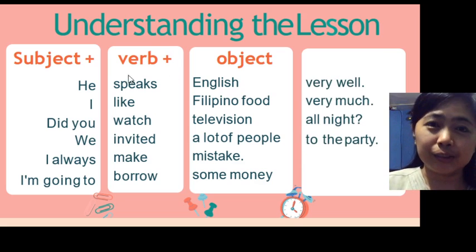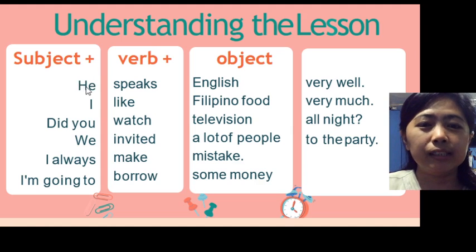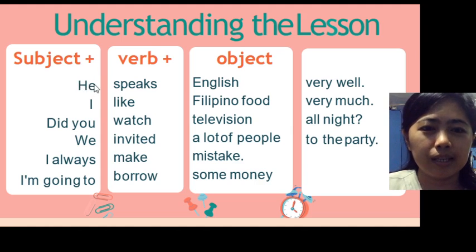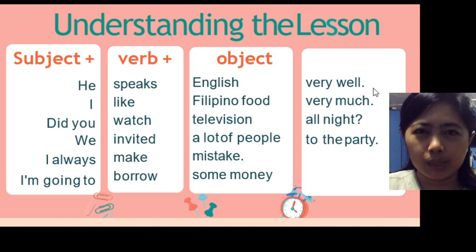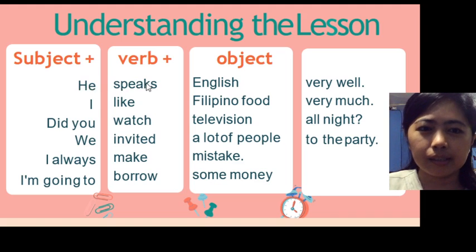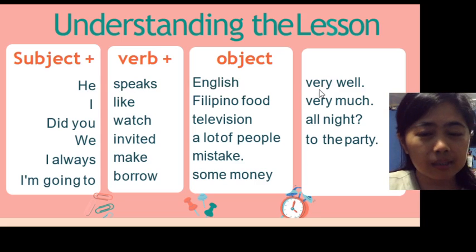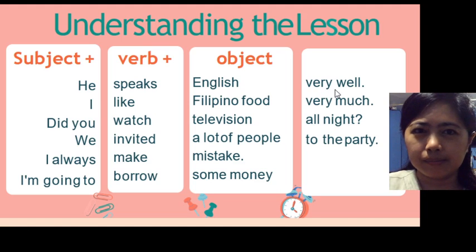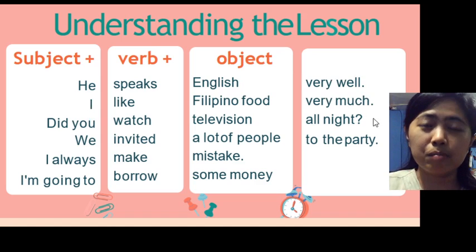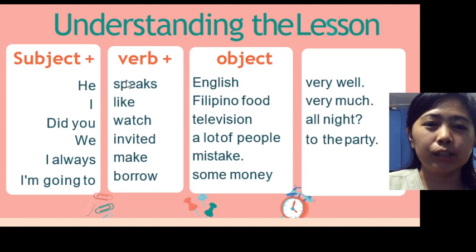Let's try to read. Number 1 here: he speaks English very well. He speaks English very well. So again, we do have the subject, and then it's followed by a verb. Next to that is the object, English, and very well. What does he speak? He speaks English. How does he speak? He speaks very well. This is kind of the adverb, but we won't be talking more about it. We will focus on the subject, verb, and the object. It's word order 1.